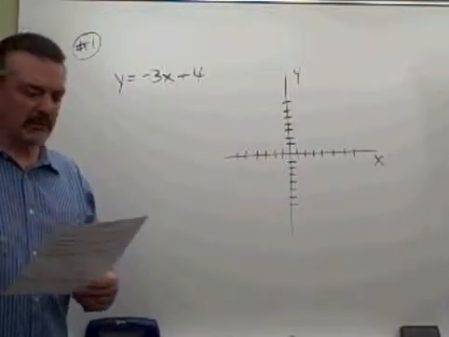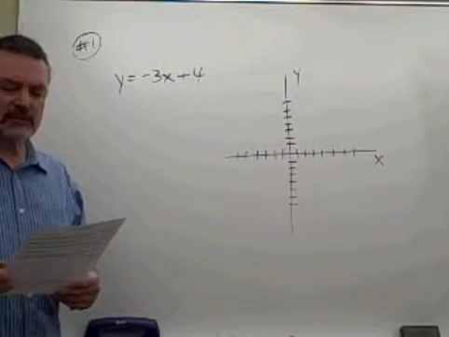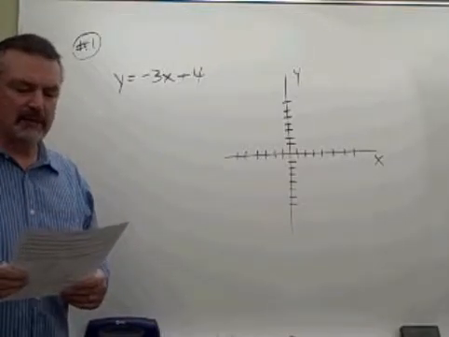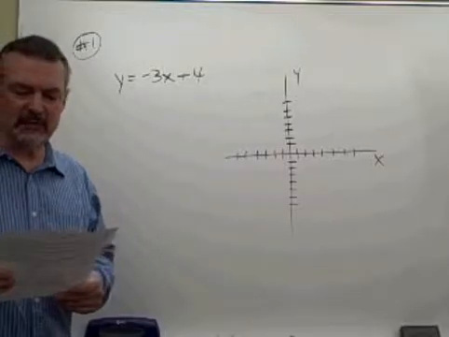Problem 1 from our review sheet says, graph the solution set of the equation y equals negative 3x plus 4. Plot at least 3 points. Be sure to label the points on the graph.